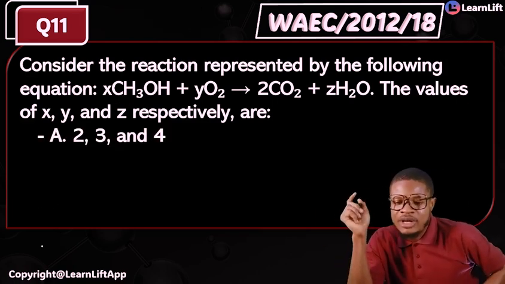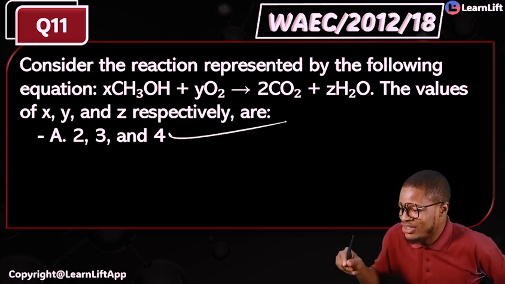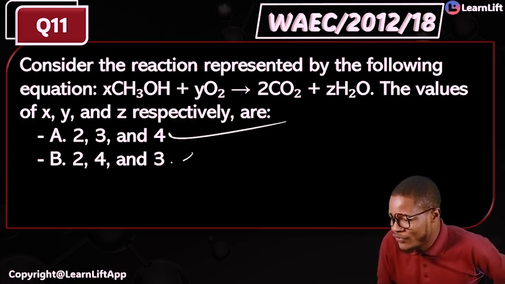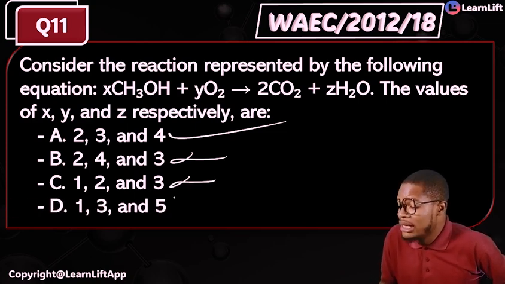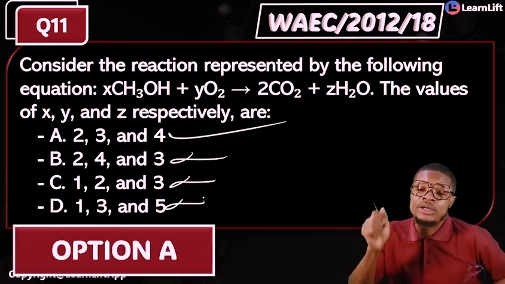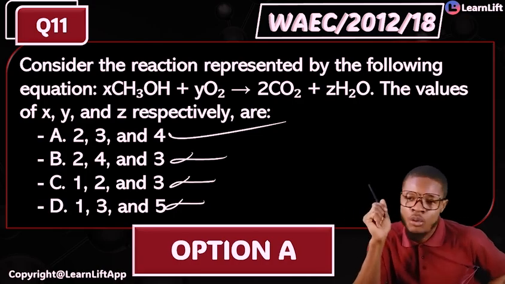Option A, we're looking for 2, 3, 4. Making sense. Option B, no, 2, 4, 3. Option C, no, it's not the answer. What is option D? That cannot be the answer. What is the answer? Option A is the correct answer. 2, 3, and what? 4.